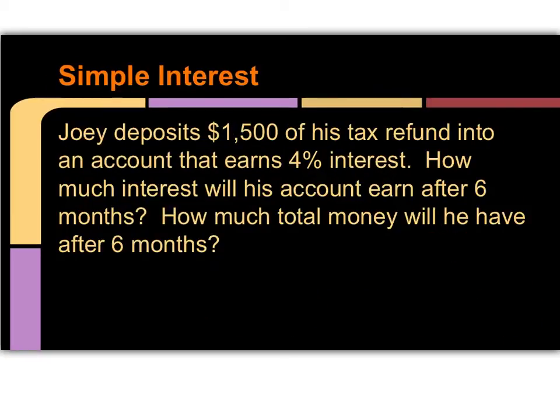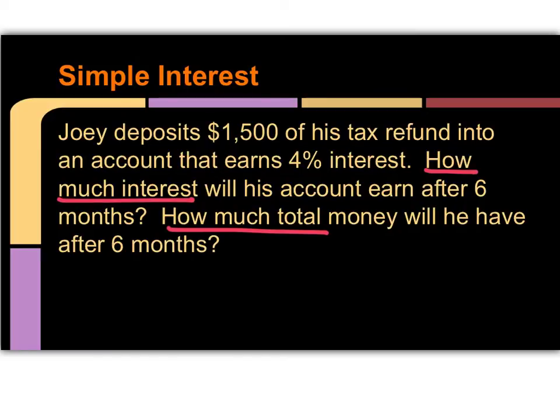Joey deposits $1,500 of his tax refund into an account that earns 4% interest. How much interest will his account earn after 6 months? How much total money will he have after 6 months? Again, this is asking both how much interest and how much total. We're going to have to answer both questions.